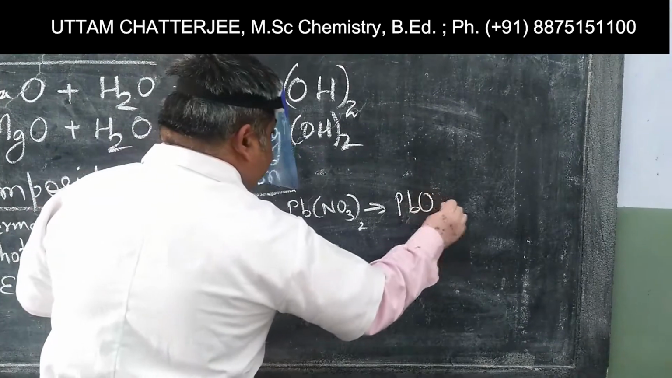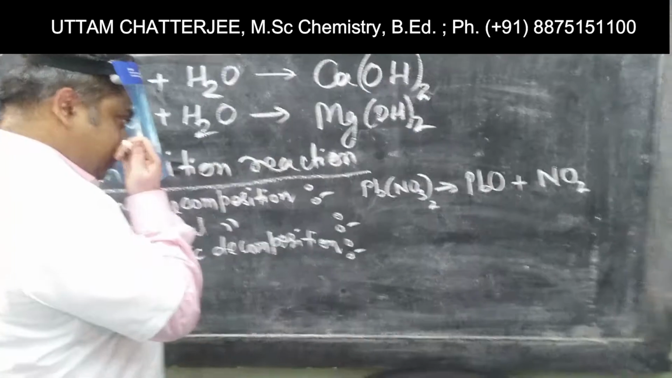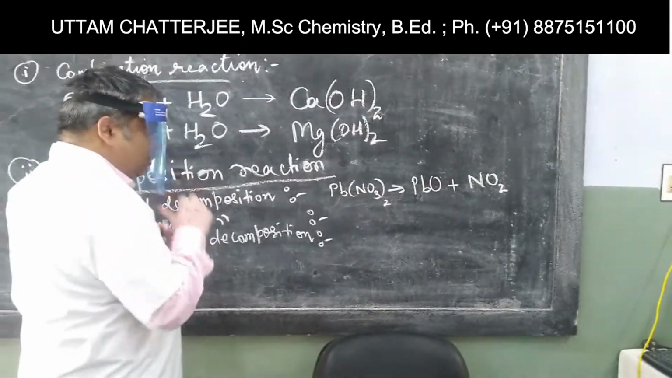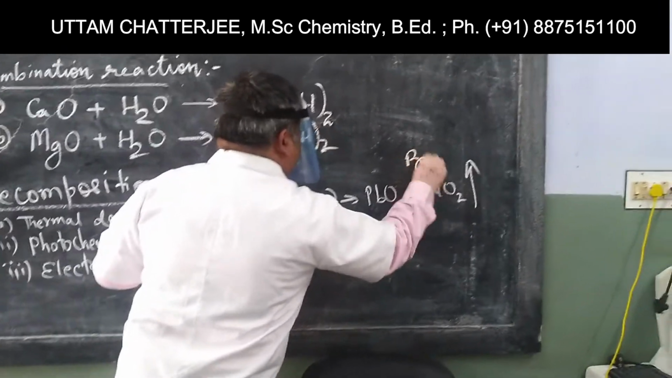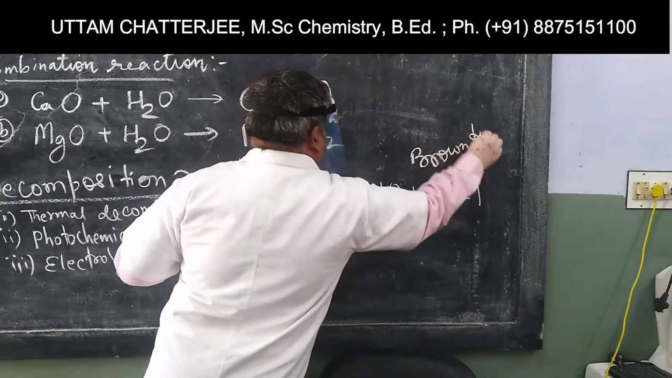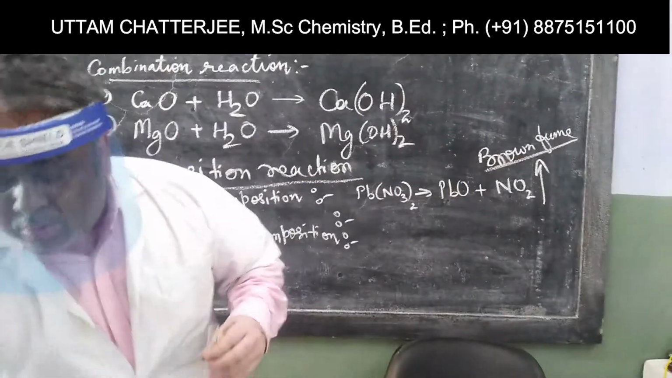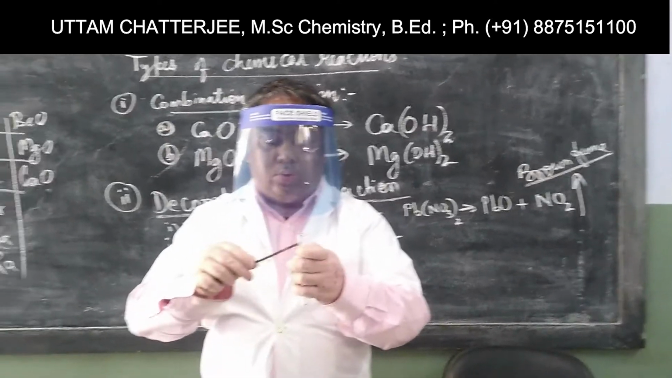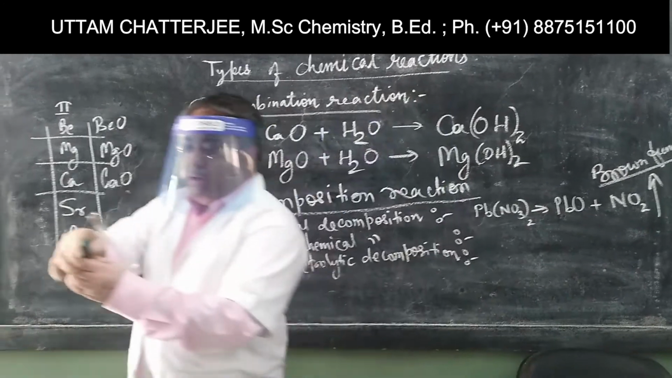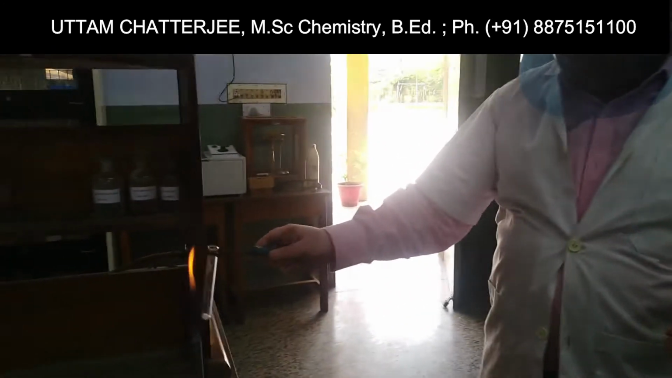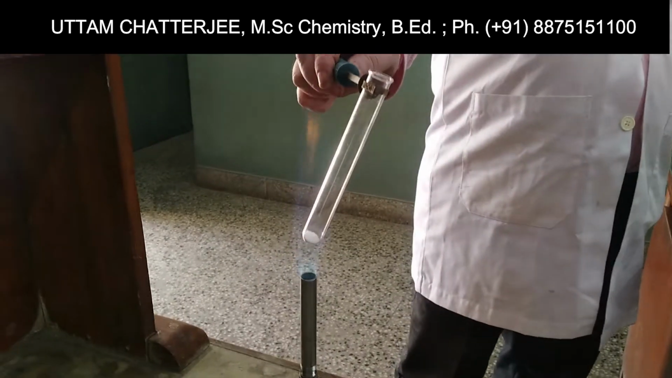lead oxide plus NO2 gas. Let us see how it happens, and this NO2 gas will come up as brown fume. So whenever you heat in test tube, you require to use a test tube holder, and again I will heat it slowly, and you will see carefully. If you can see, brown fumes, reddish brown fumes will start coming out.